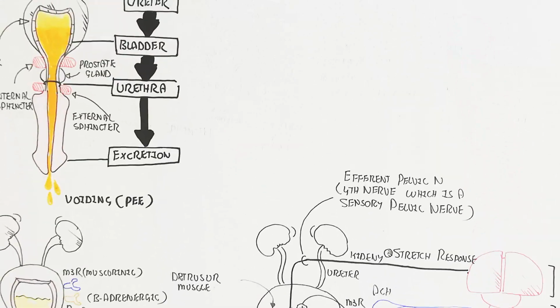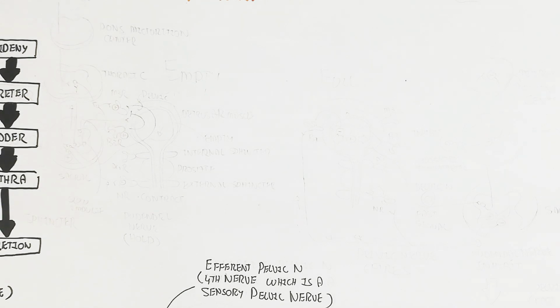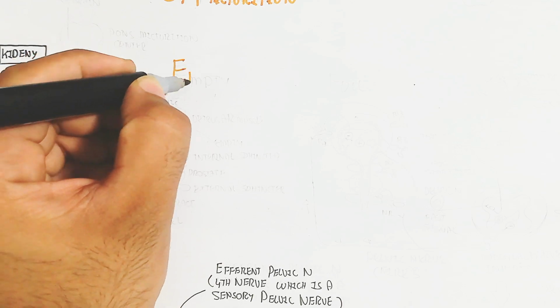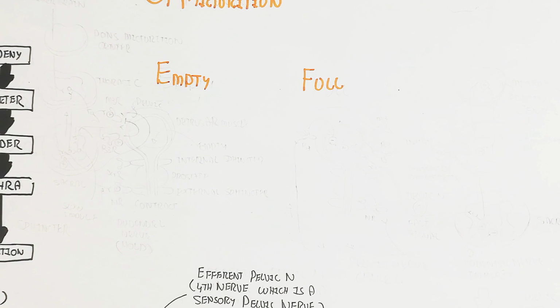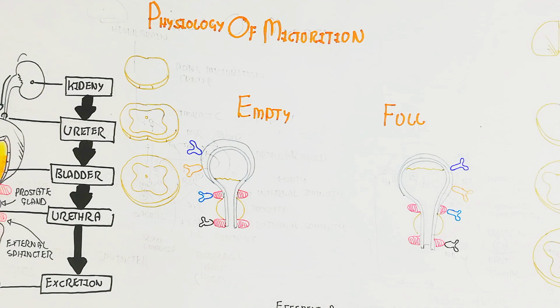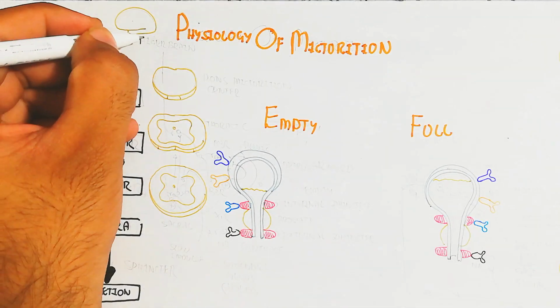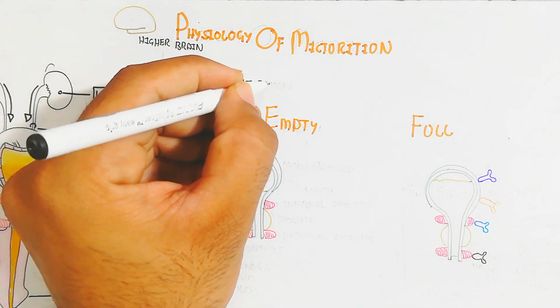Let's understand the empty and full bladder with the urine. First we will understand the empty bladder, then the full bladder and how our nervous system will control it, and then we will understand the voiding. This is the nervous system, in which the higher brain cortex will give the signal toward the pontine micturition center, and the thoracic to the sacral region of the brain stem.